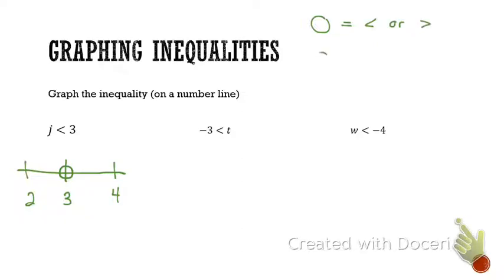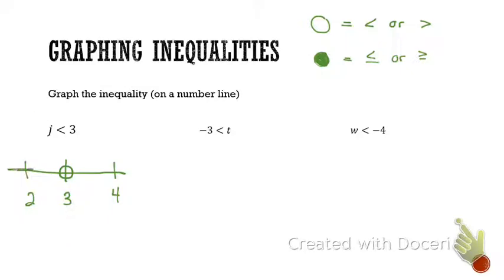A closed dot, so it's like a colored in dot like this, means less than or equal to or greater than or equal to. So it has that equal to bar underneath. That's how you know if it's an open dot or a closed dot. Okay, so we know it's an open dot because it's just less than. And remember, it's all solutions. All numbers less than 3 would make this inequality true.